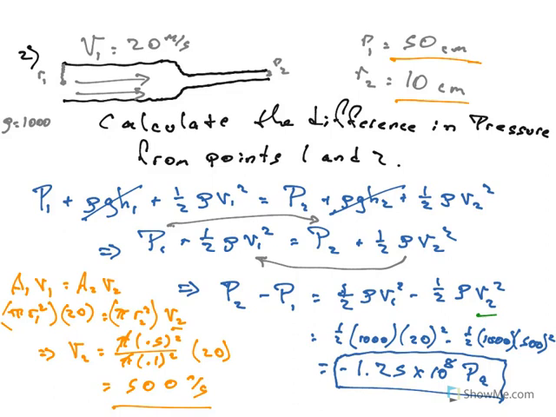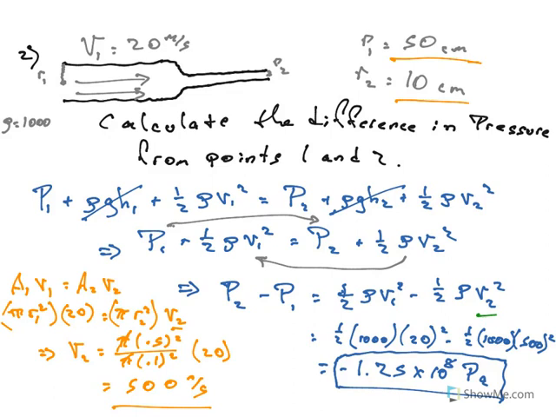Notice what this says. I get a negative pressure difference. That means the pressure on the right is smaller than the pressure on the left. And that makes sense, as I said before. When a fluid flows faster, the pressure drops.